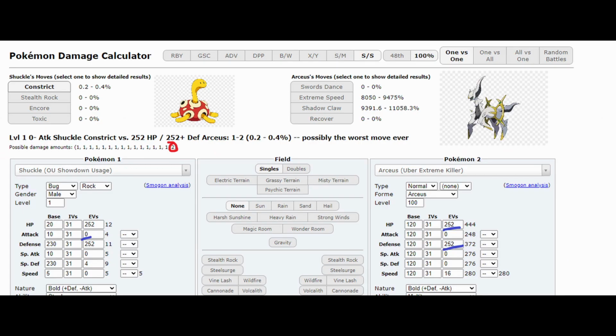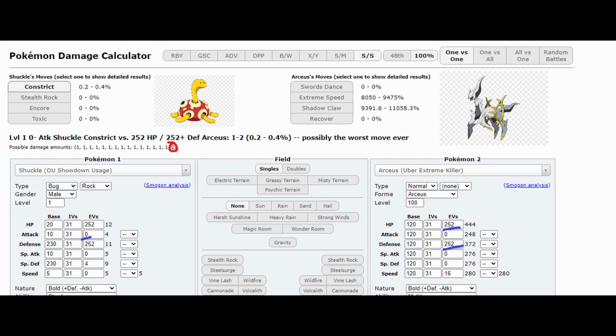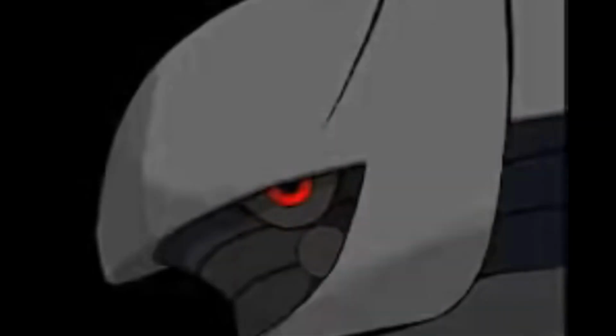I'm going to give you an example of a level 1 Shuckle using Constrict on a level 100 defensive Arceus. As you can see, there are 16 possible outcomes. 15 of them are 1, but only one of them is 2. Which is a crazy thought, to do even more than 1 damage to a god. If you can make God bleed, then people will cease to believe in him.